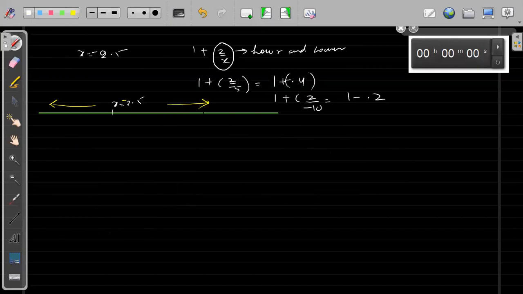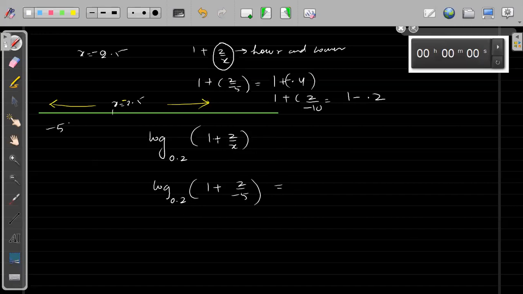So let's see what is happening. This should be log base 0.2 of 1 plus 2 by x. Let's take minus 5. I will substitute log base 0.2 of 1 plus 2 by minus 5. We'll check if it is satisfying or not.